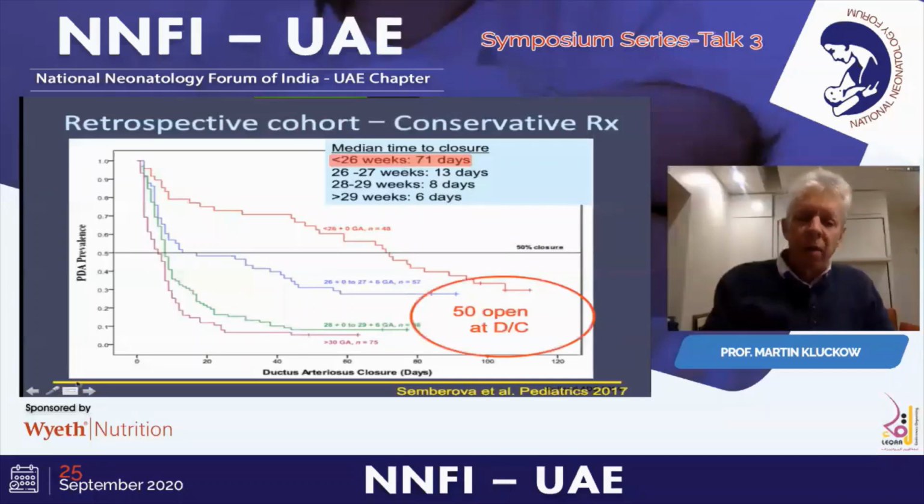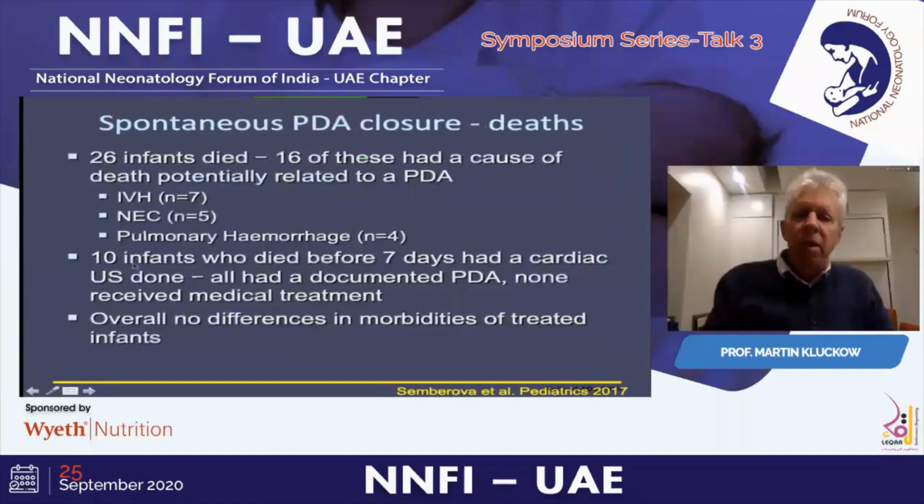And as we heard, 50 were open at discharge. So 26 infants died in this cohort. 16 of them had a cause of death potentially related to a PDA, IVH, NEC, pulmonary hemorrhage. So there were babies who died of ductal complications. Many of them died early. 10 infants died before 7 days, and all had a documented PDA.